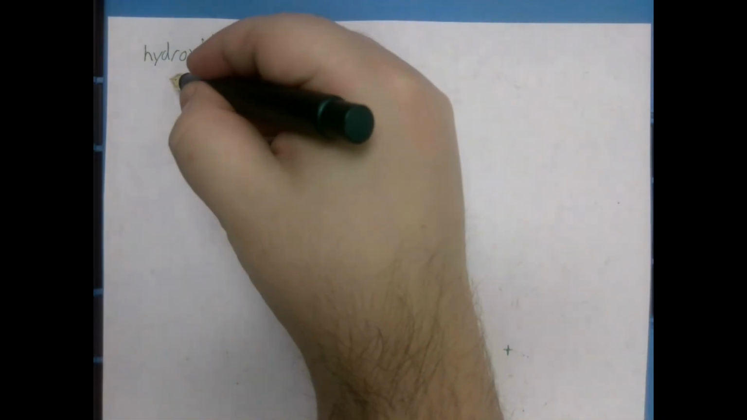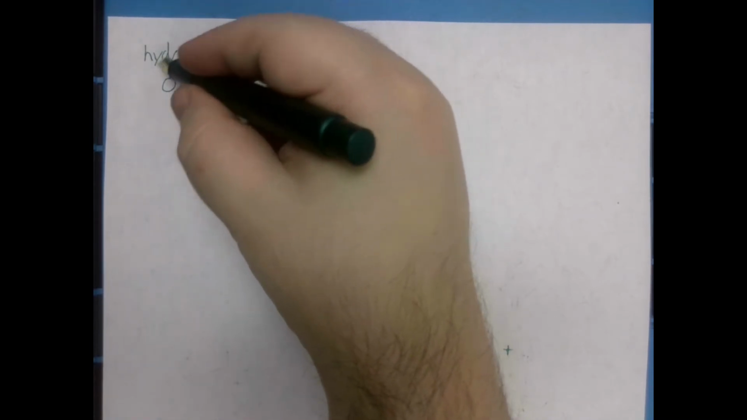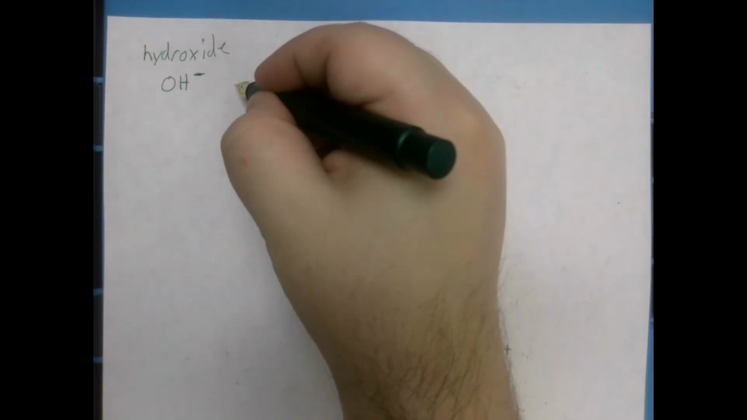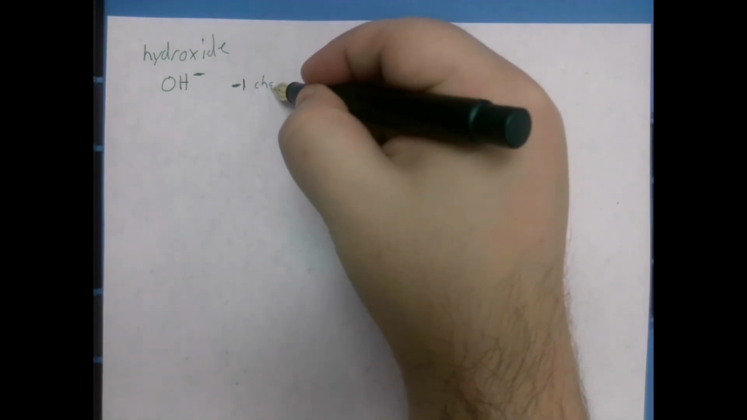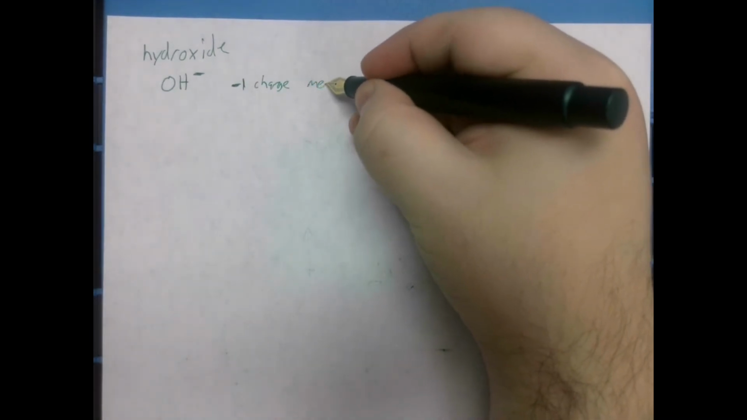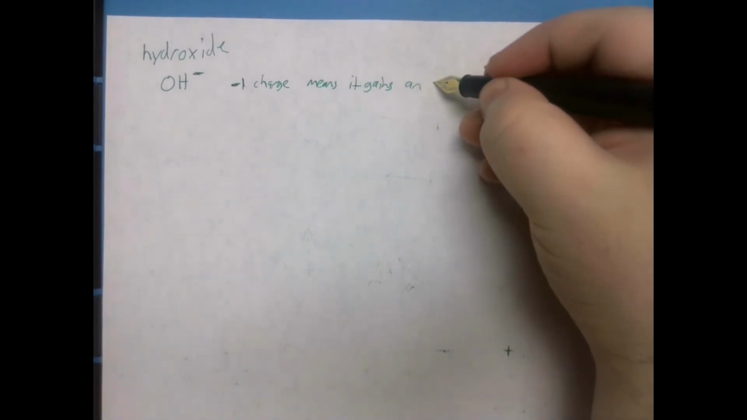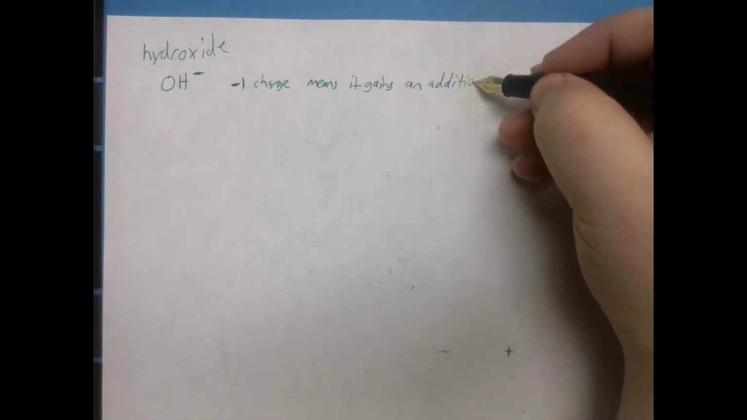We know the formula is OH negative. Again, you should have this one memorized. Negative means -1 charge. Means it gains an additional electron.